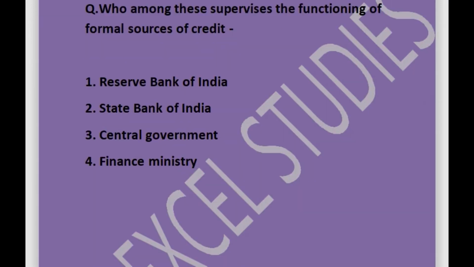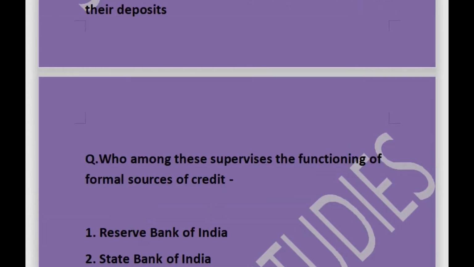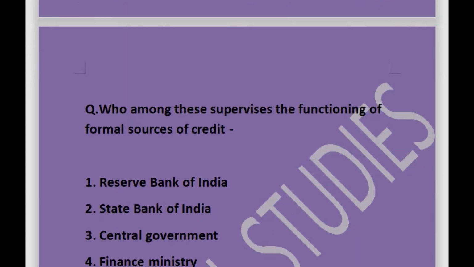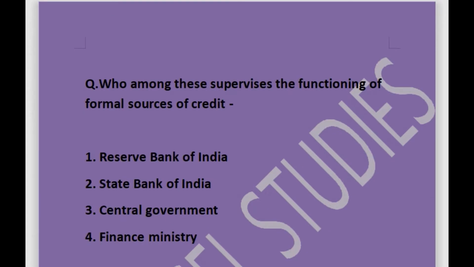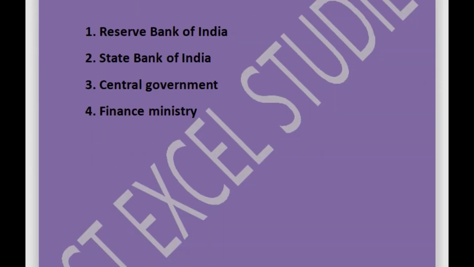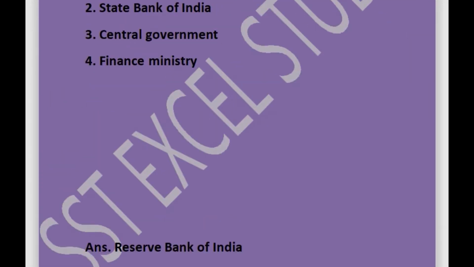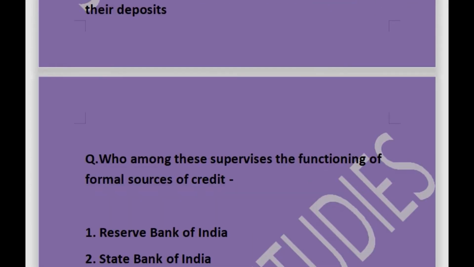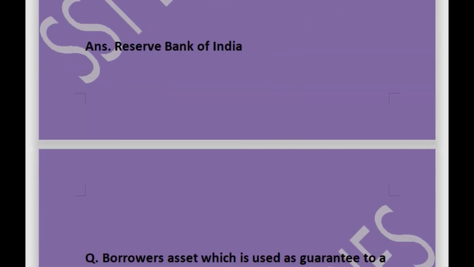Next question is, who among these supervises the functioning of formal sources of credit? Options are Reserve Bank of India, State Bank of India, Central Government or Finance Ministry. Answer is Reserve Bank of India. Reserve Bank of India supervises the functioning of formal sources of credit.